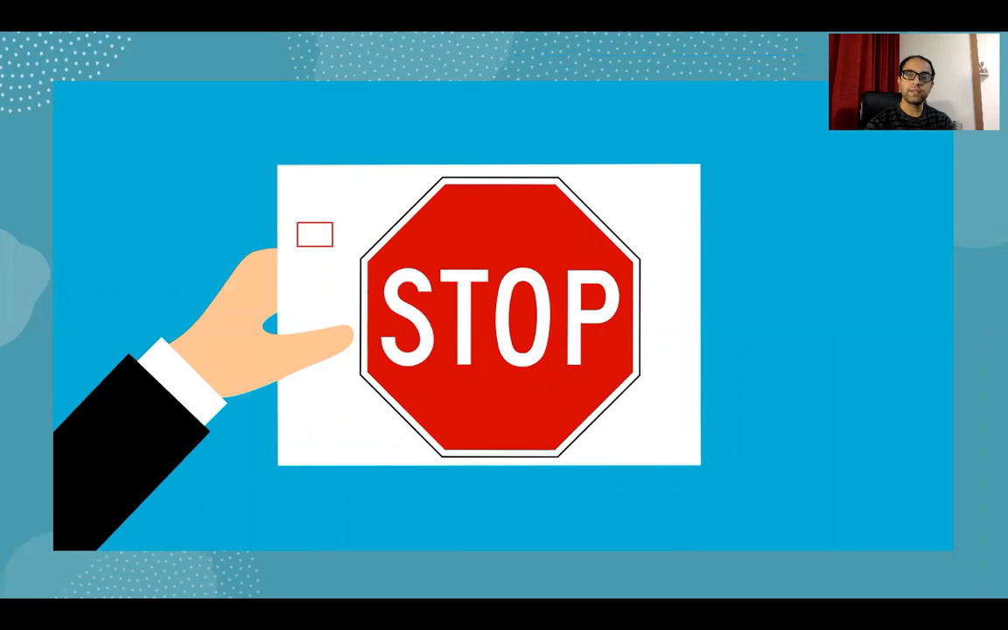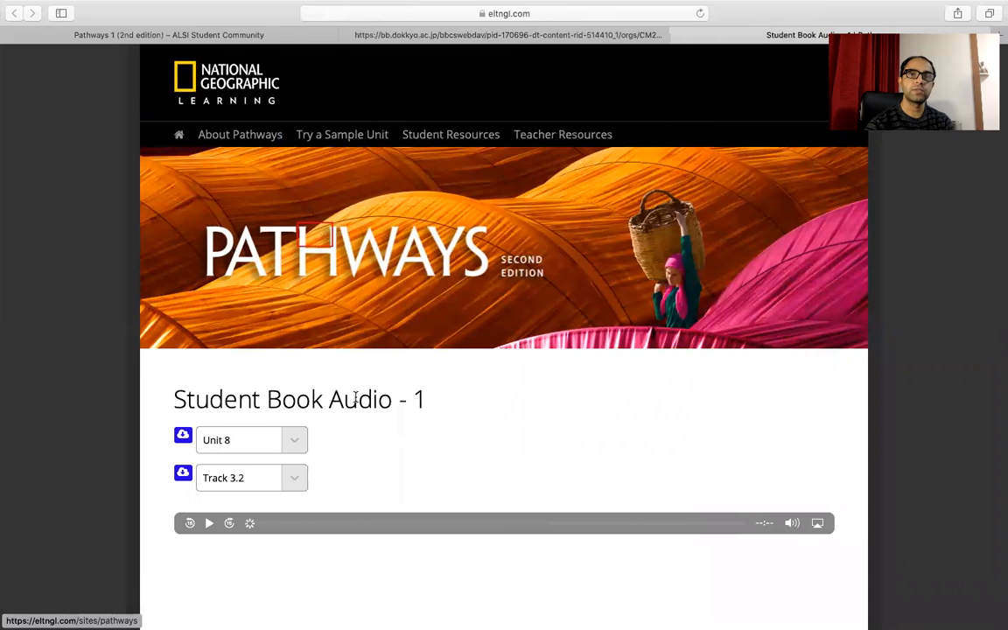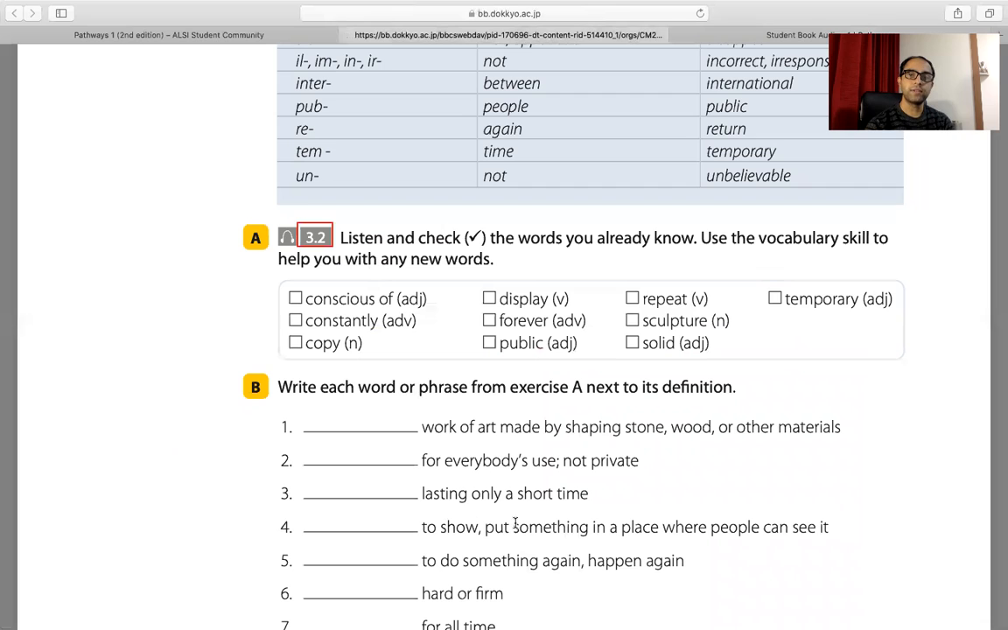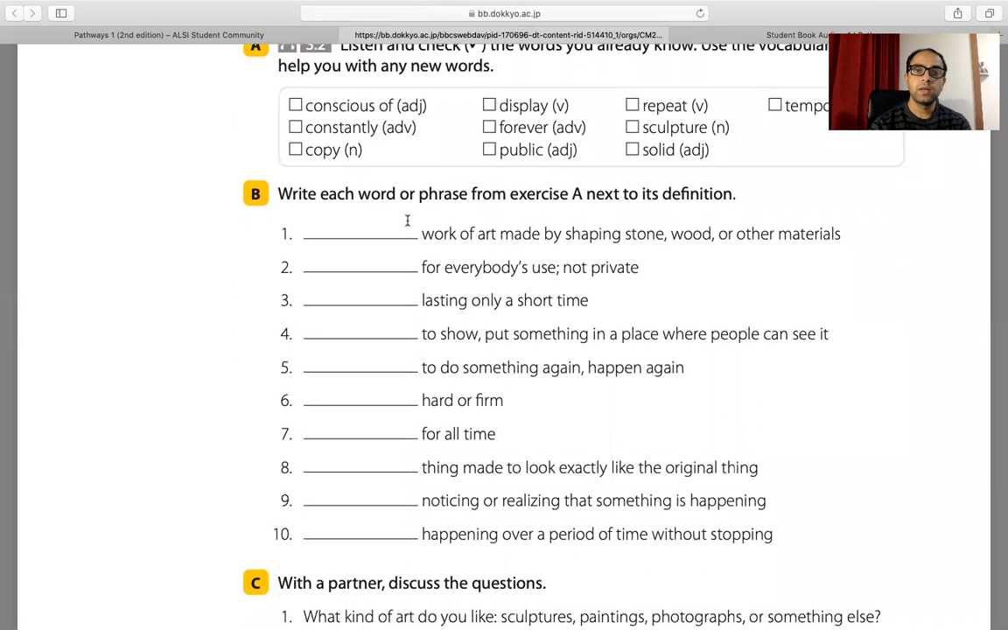Okay, I hope you have finished that. You have finished doing the listening. If you haven't finished doing the listening, please continue that and listen to these words. You have 10 words there, which I'm not going to read here. And after you finish the reading and listening, write the word or phrase from exercise A next to its definition. You have places to write the words there, and you have 10 definitions there. Please write down your definition words there.